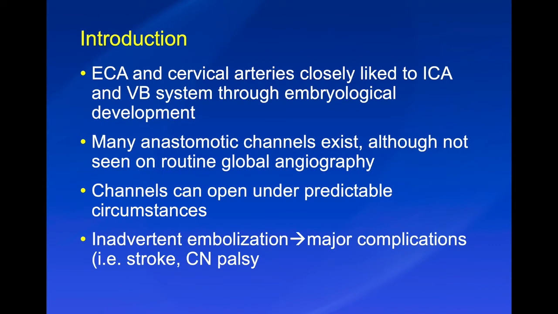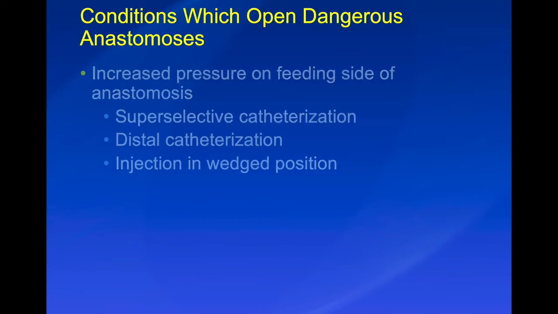One of the things that can happen with these channels is that you can get inadvertent embolization, which can result in a number of major complications, including stroke and cranial nerve palsy. So what are the conditions in which dangerous anastomoses open up?